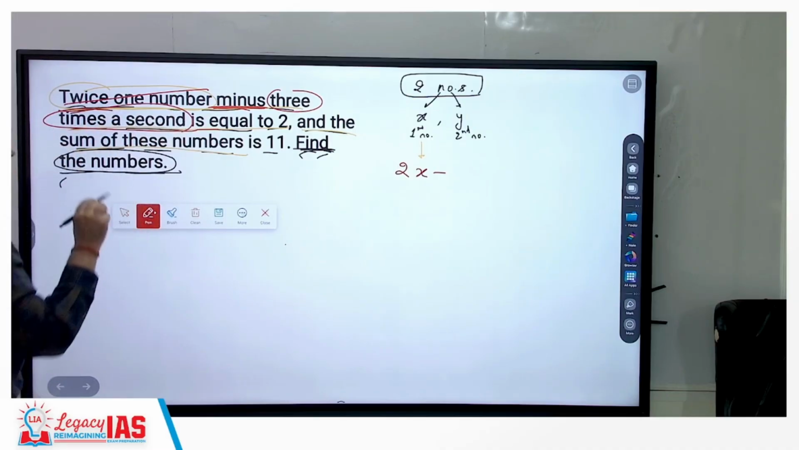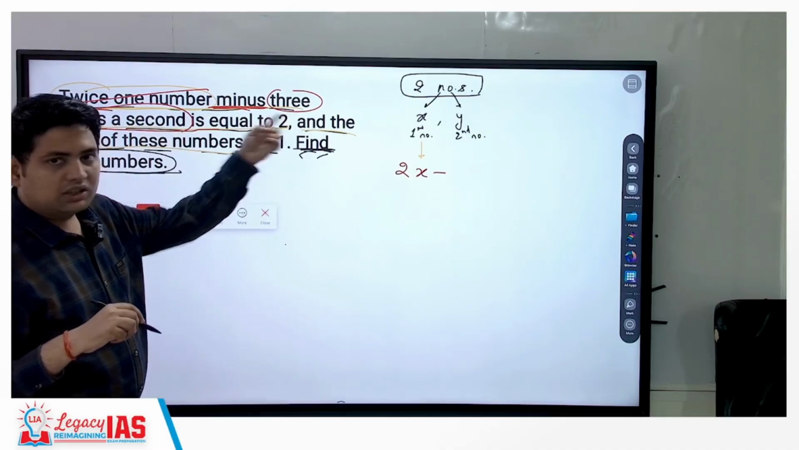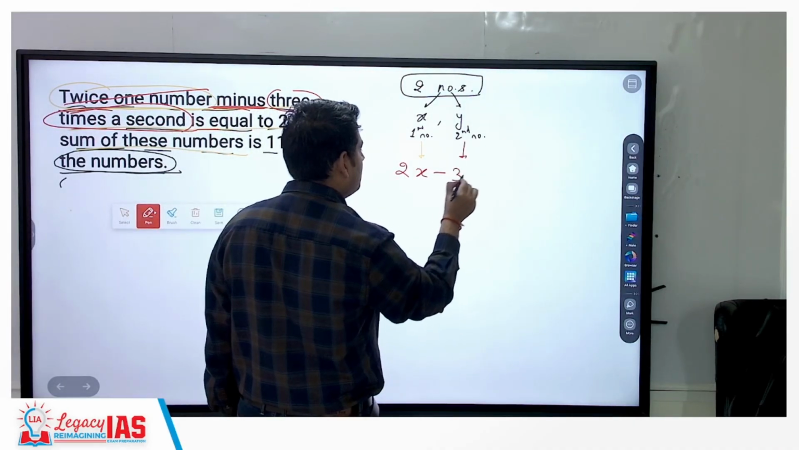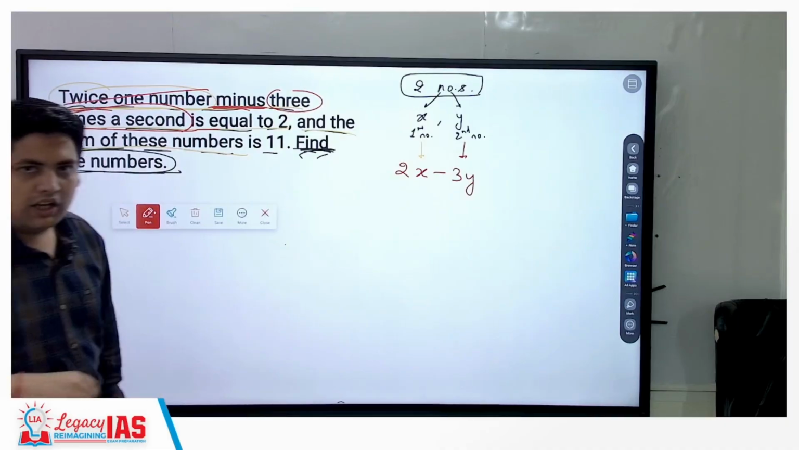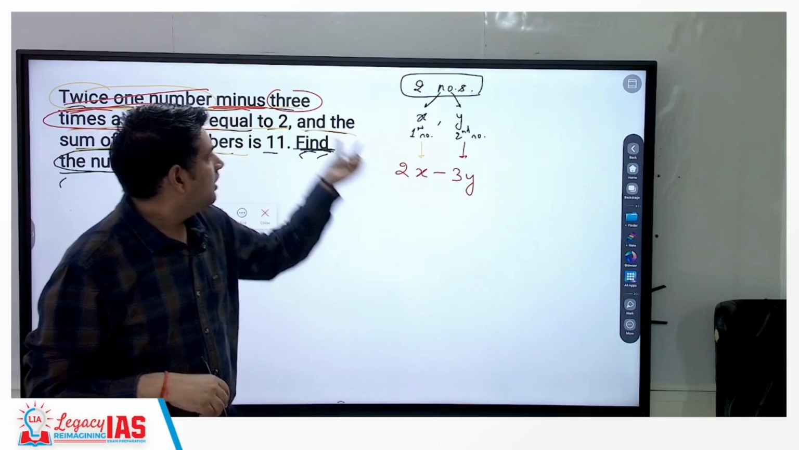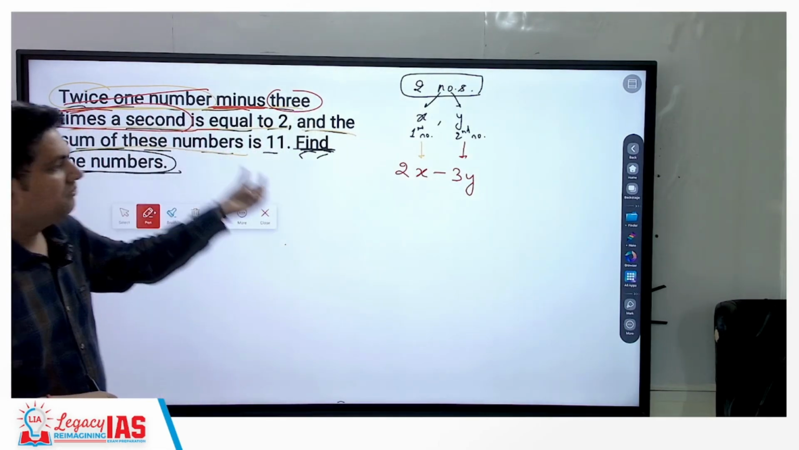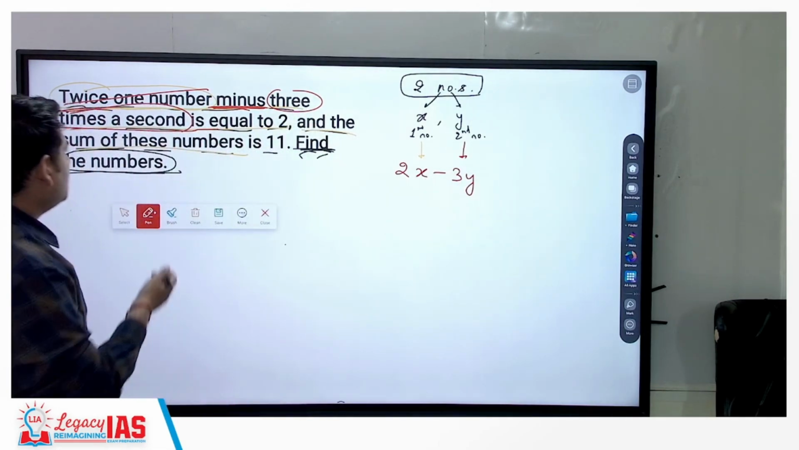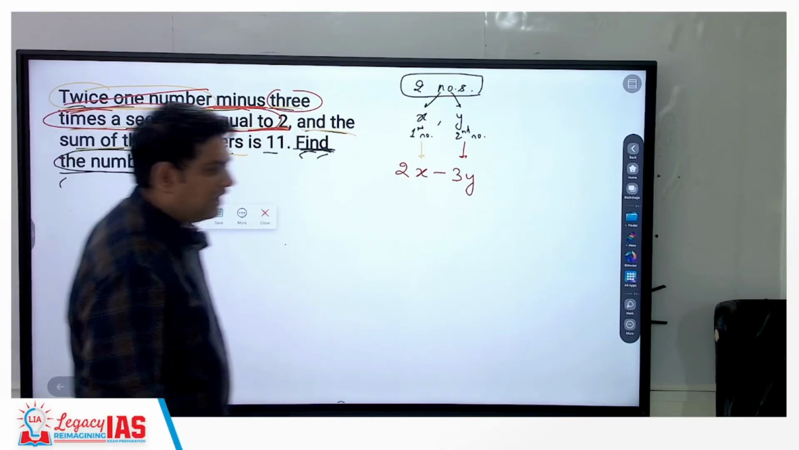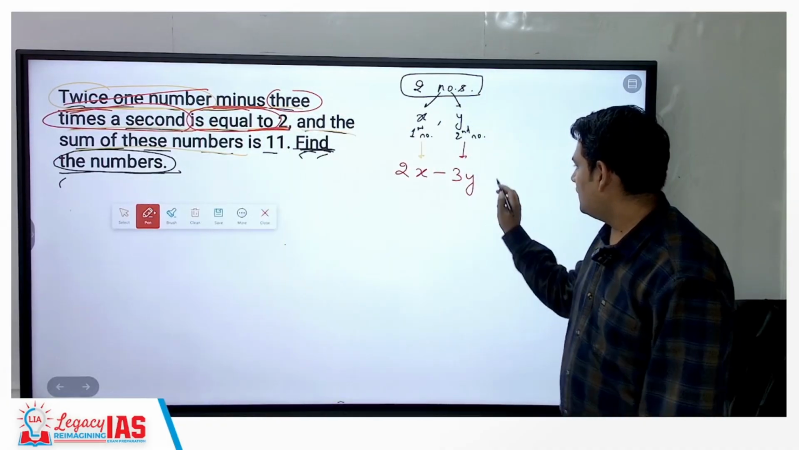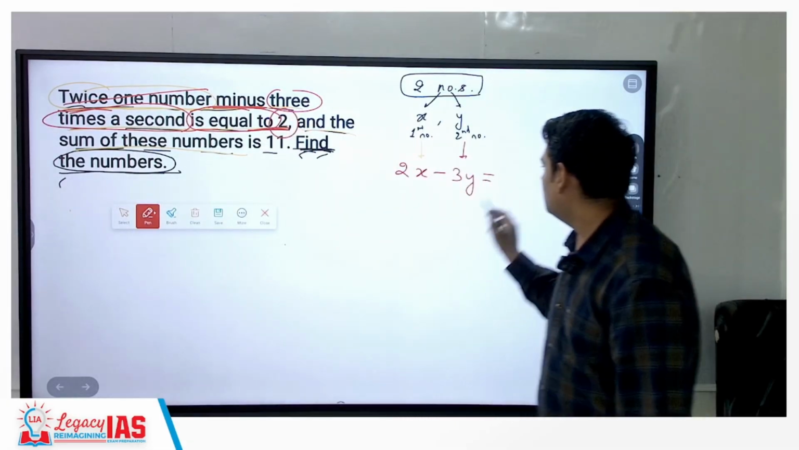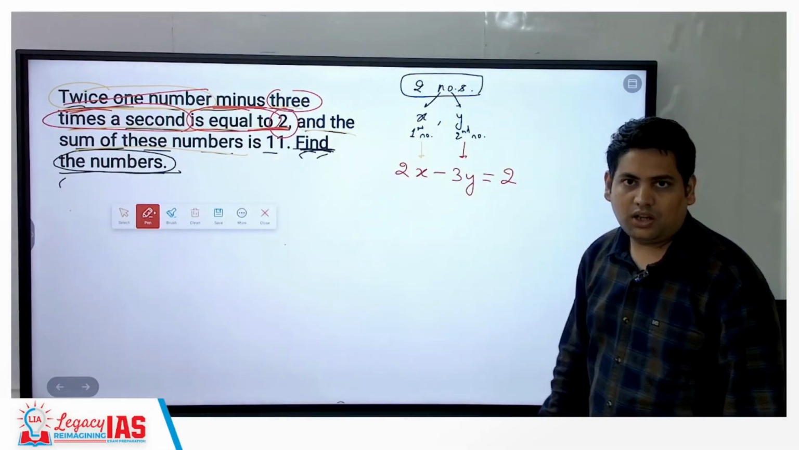add a minus. 3 times a second. Now the second part is what? 3 times the second number, which means 3 times of this second number. Correct? 2 times the first number minus 3 times the second number. Correct? Now what it says is equal to 2. Is equal to is written like this. Is equal to, so this becomes your first equation.